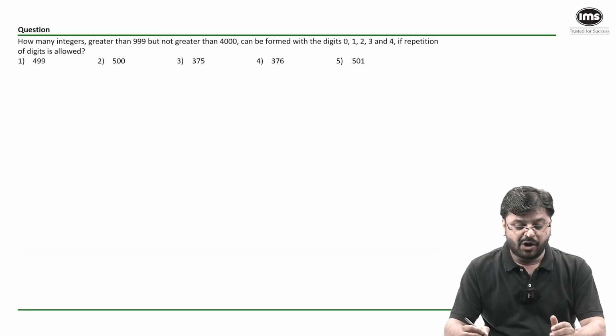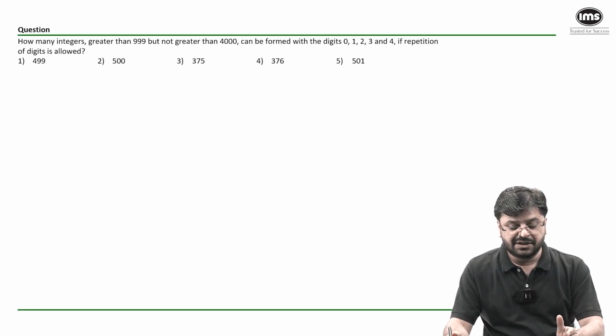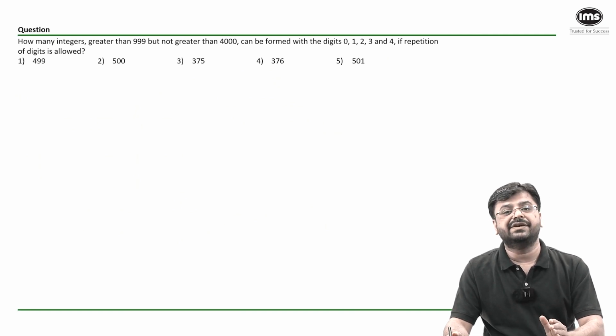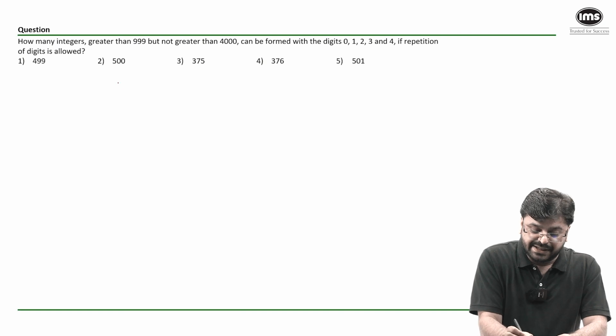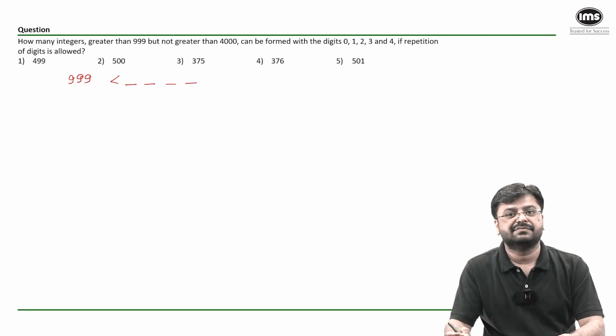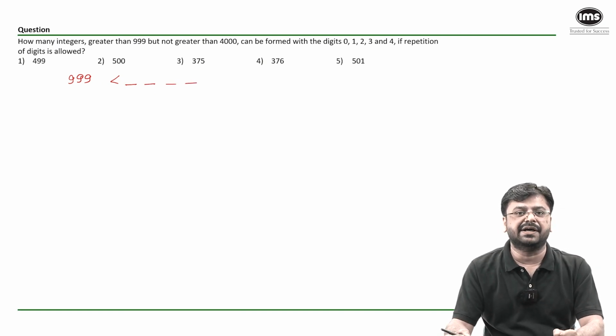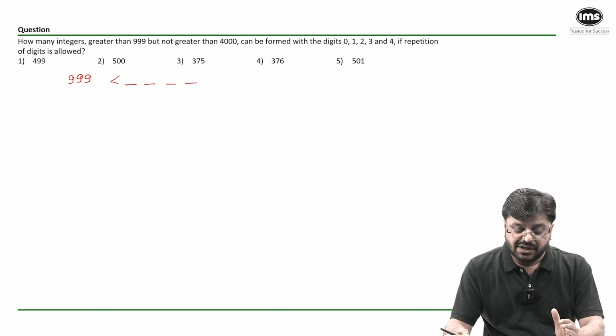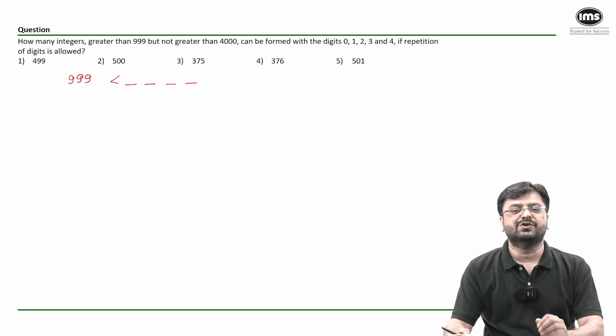It says how many integers greater than 999 but not greater than 4000. Now understand, we want to make a number which is greater than 999, which means it should be at least a 4-digit number, because numbers greater than 999 start from 1000, but not greater than 4000.